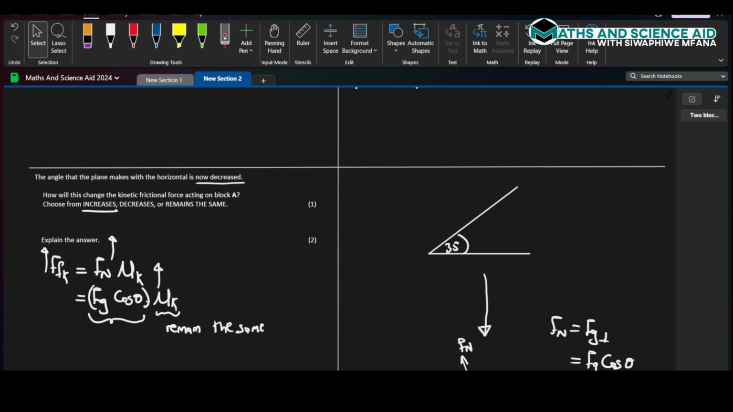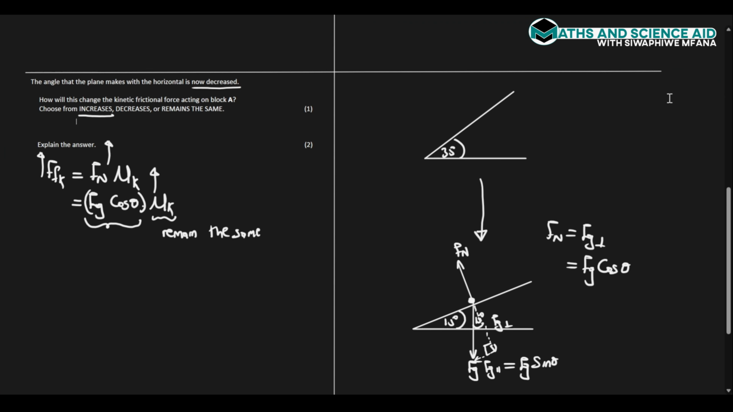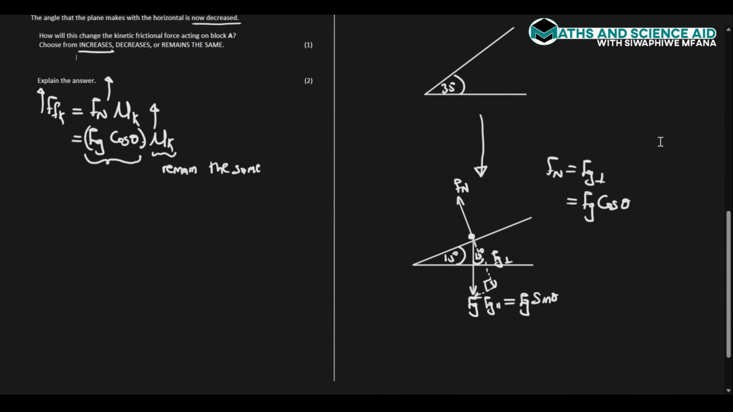So this clearly shows that if you decrease the angle theta, or the angle that the plane makes with the horizontal, the normal force is going to increase as a result. And the higher the normal force, the higher the frictional force, because they are directly proportional as shown by this equation. So that's the answer to this question, which brings us to the end of this video.